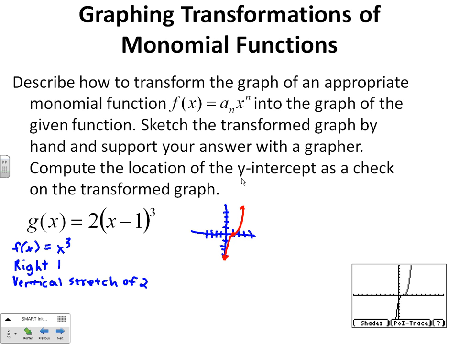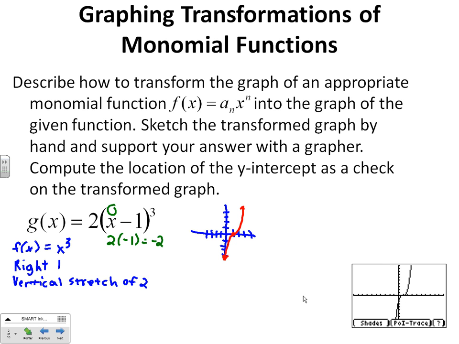When it says compute the location of the y-intercept as a check on the transformed graph, if I plug a 0 in where x is, that gives me my y-intercept, so that I don't have to actually compute this to try to find it. So 0 minus 1 is a -1. -1 cubed is still -1. And then -1 times 2 is -2. So our graph should be going through the y-axis at about -2. I got pretty close there. And then if we look, our transformed graph on our calculator looks like it goes through there. And obviously the graph on the calculator did it right. So it looks like we did a pretty good job there.